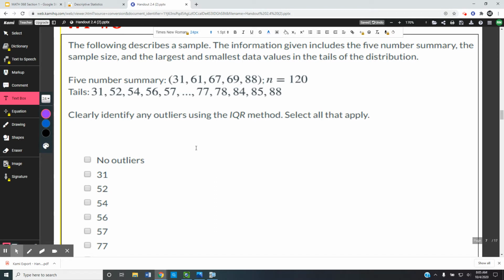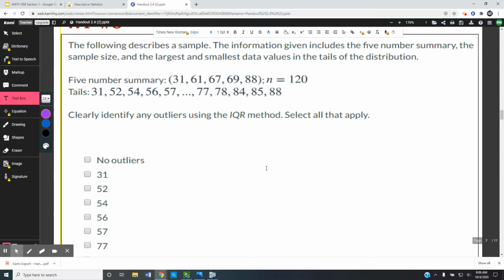The following describe the sample. It says the information given includes a 5-number summary, the sample size, and the largest and the smallest data values. So these are the 5-number summaries. Then it gives us a number of different tails, all of these data points right here. And it wants us to identify anything which is an outlier, and it wants us to use the IQR method.